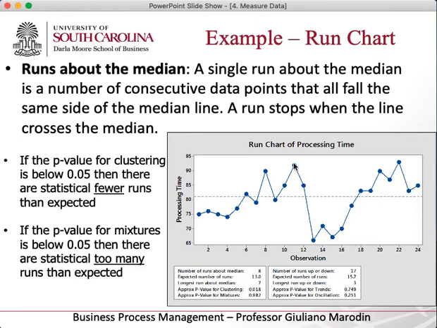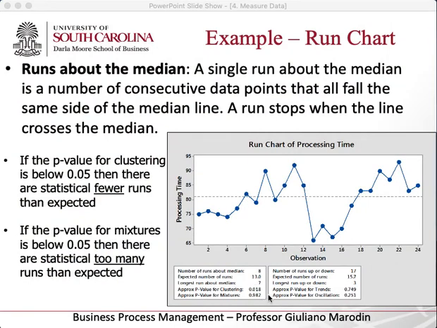So 6 runs. Then you cross, and that's 7 runs, all these 4 or 5 data points here. And 8 runs, all these data points here. So that's the number of runs about the median: 8. What do we expect to find? We expect to find 13, because we have 24 data points.